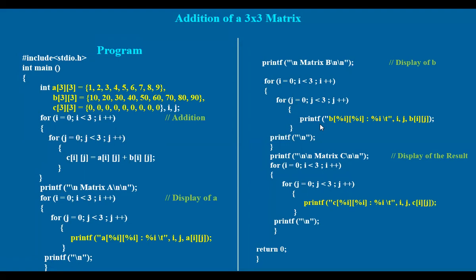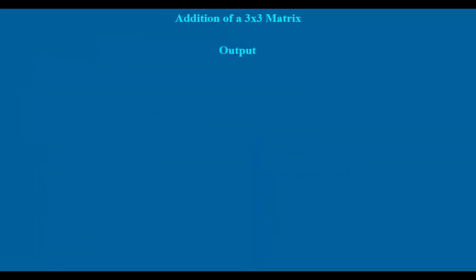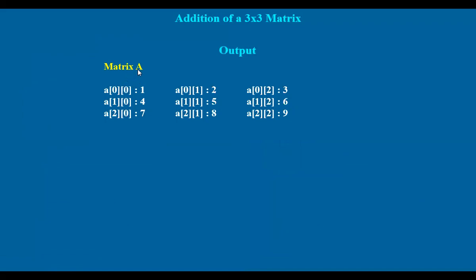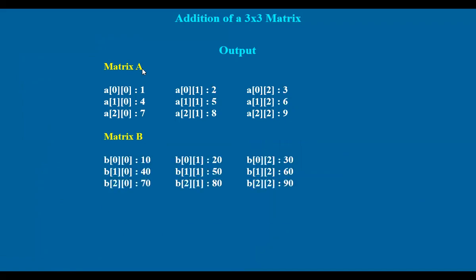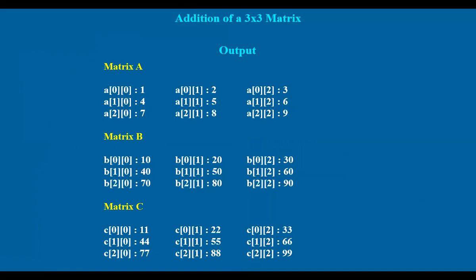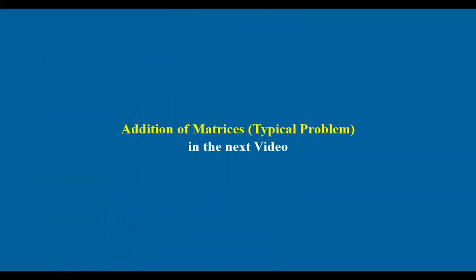So this is the addition of a 3 by 3 matrix, and if you see the output, the given matrix A is shown because we want to show the element names. So A[0][0], the row and the column index, are also shown here. This is the given matrix A and another matrix B, and the resultant matrix, that is 10 plus 1, 11, 20 plus 2, 22. Like this, the respective elements in these two matrices are added, and the resultant matrix is obtained here. So this is about the addition of matrices.